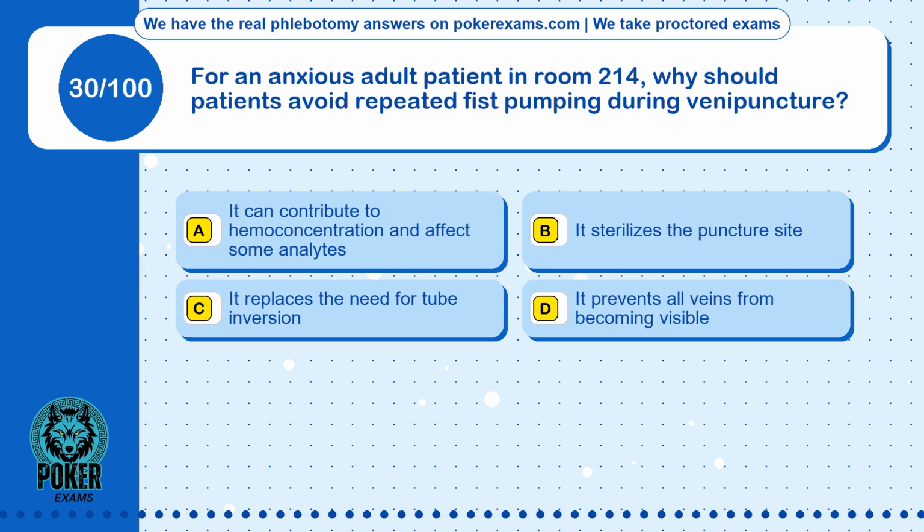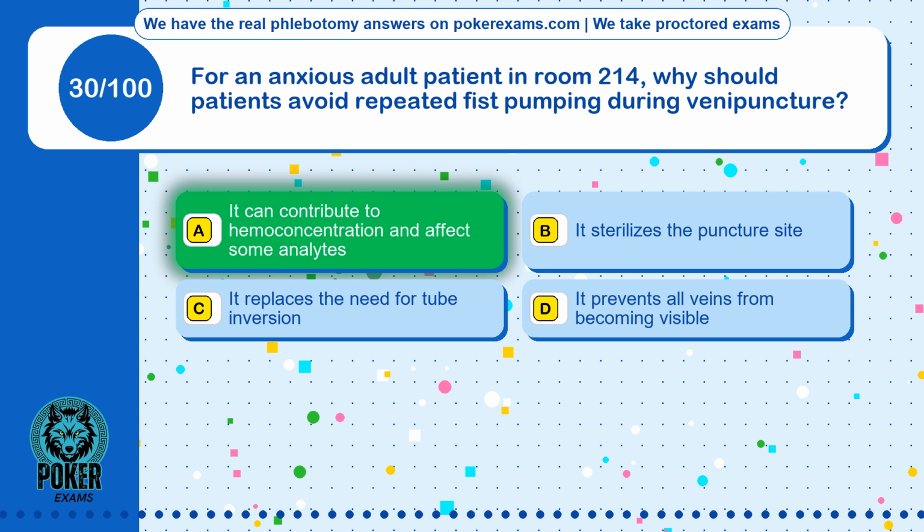Question 30. For an anxious adult patient in room 214, why should patients avoid repeated fist pumping during venipuncture? Option A. It can contribute to hemoconcentration and affect some analytes. Option B. It sterilizes the puncture site. Option C. It replaces the need for tube inversion. Option D. It prevents all veins from becoming visible.